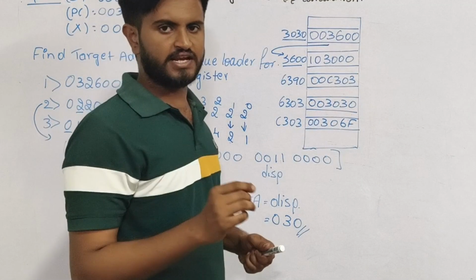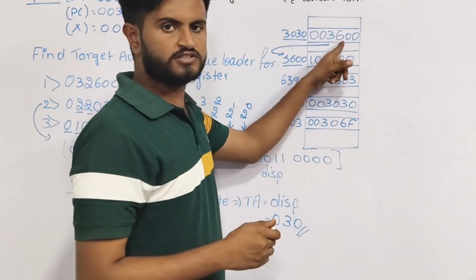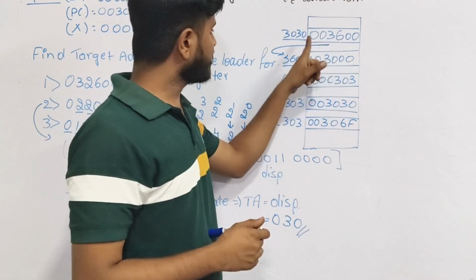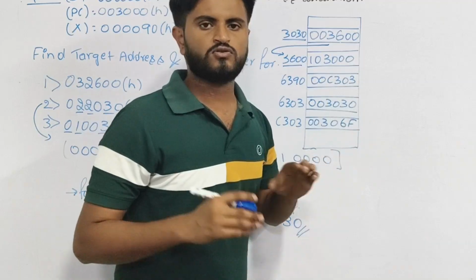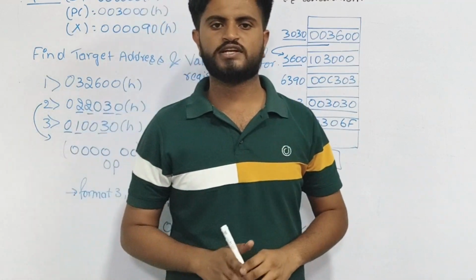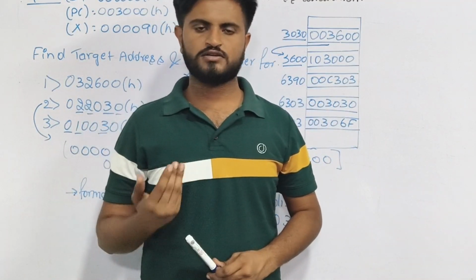So when there is an indirect addressing mode, you will go to its location or address, and again you will search for its location or address in the memory. I hope you understood how to solve the target address calculation problem.